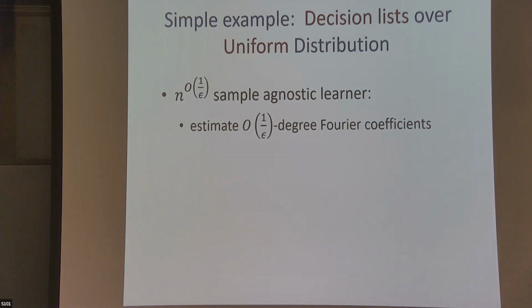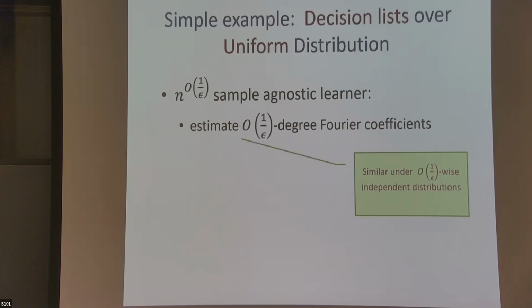It's like order 1 over epsilon samples if you're trying to learn this in the non-agnostic case, in the realizable case. But even in the agnostic case, you can do it because you just need to learn the Fourier coefficients. In the non-agnostic case, it was one of the first things, there was Rivest's algorithm for decision lists. It's like the first thing you teach because it's so easy. It's really nice. But here you just need Fourier coefficients, you can do it.